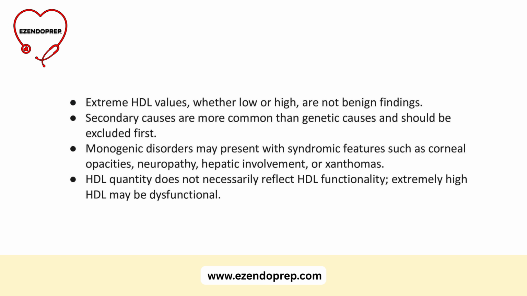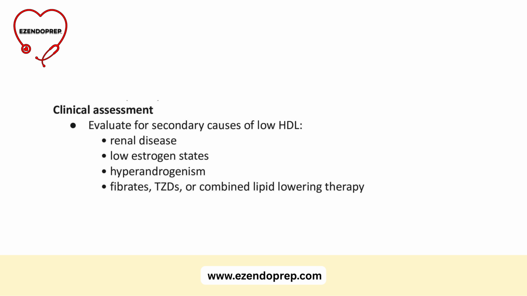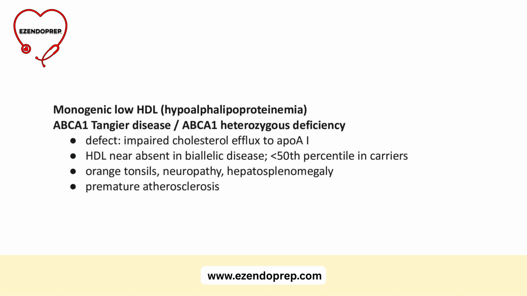Genetic syndromes resulting in profoundly reduced HDL are rare. They're often identified incidentally, usually in the workup of other manifestations such as corneal opacities, xanthomas, peripheral neuropathy, renal dysfunction, or enlarged orange tonsils. Secondary causes are more common. These include renal disease, low estrogen states, hyperandrogenism, and paradoxical reductions in HDL seen with fibrates, TZDs, or combined therapy. Among heritable causes, pathogenic variants in the ABCA1 gene represent the most frequent monogenic etiology.